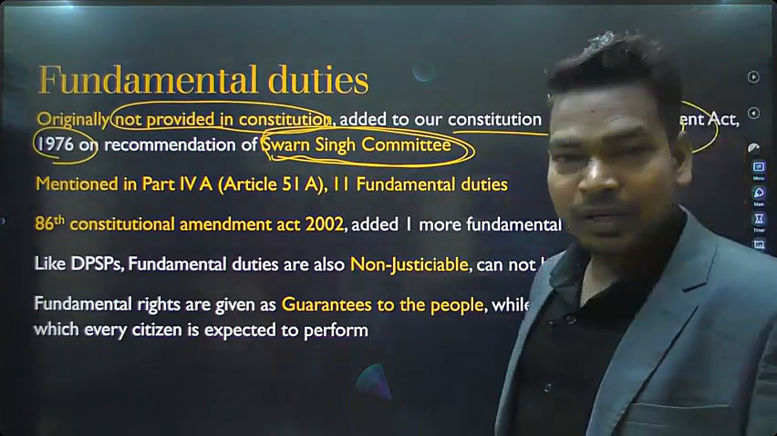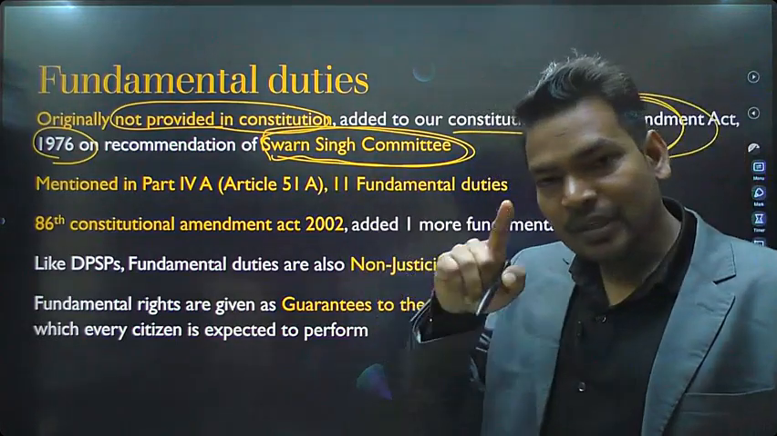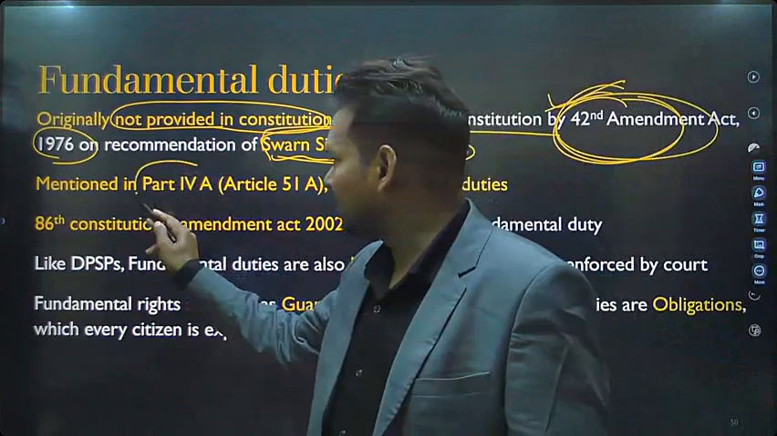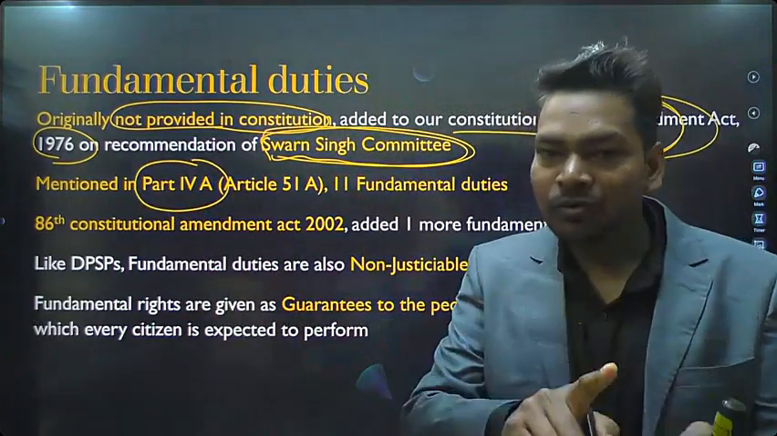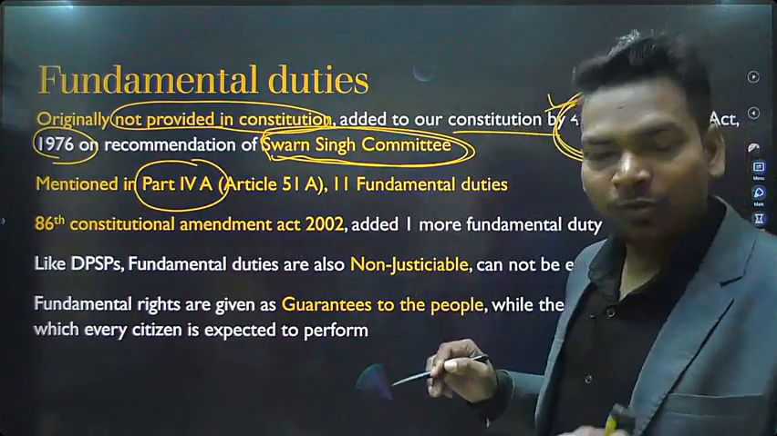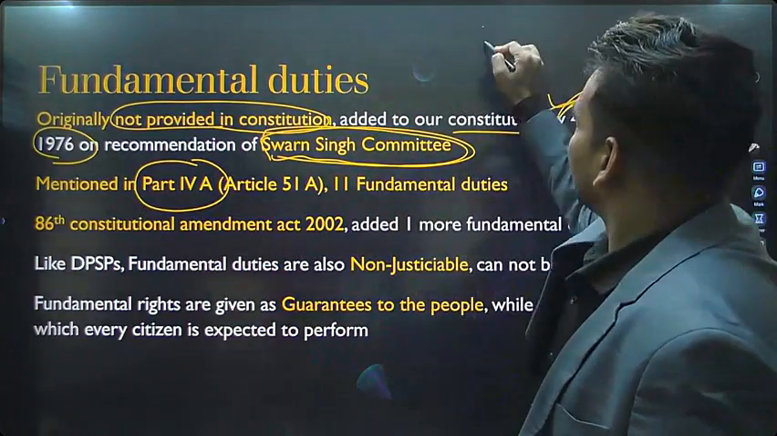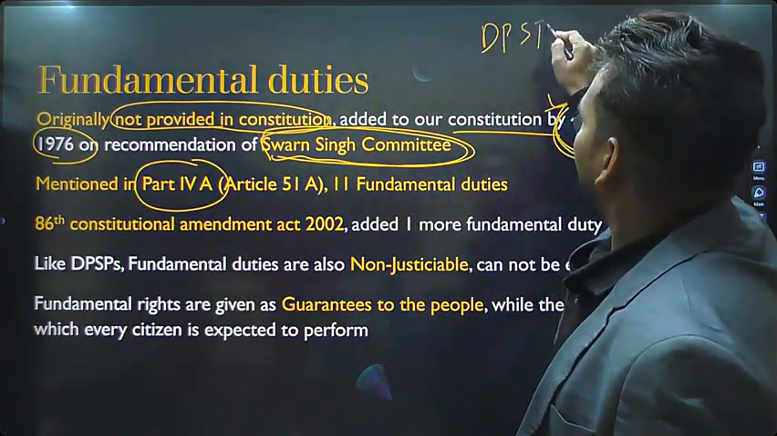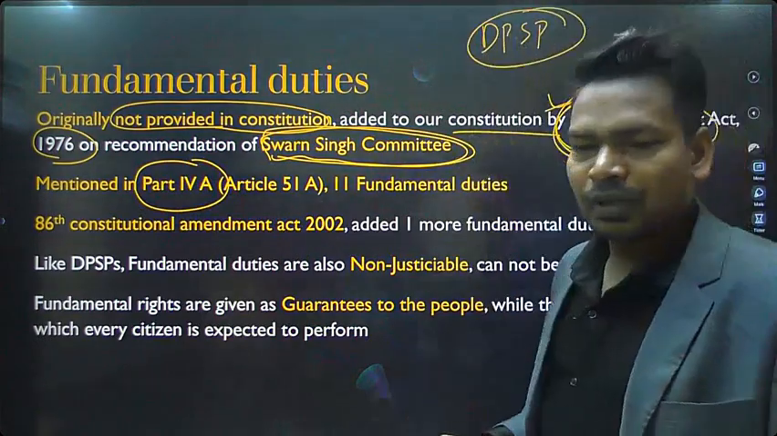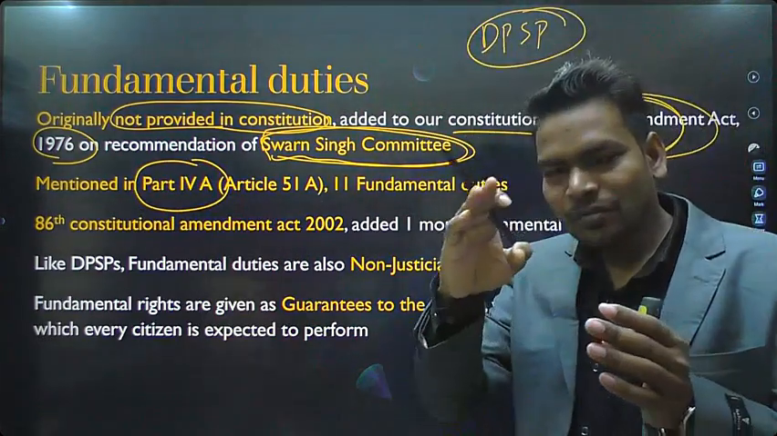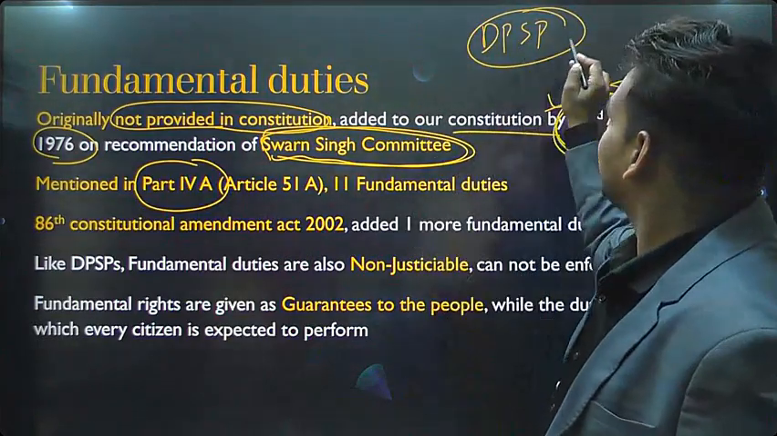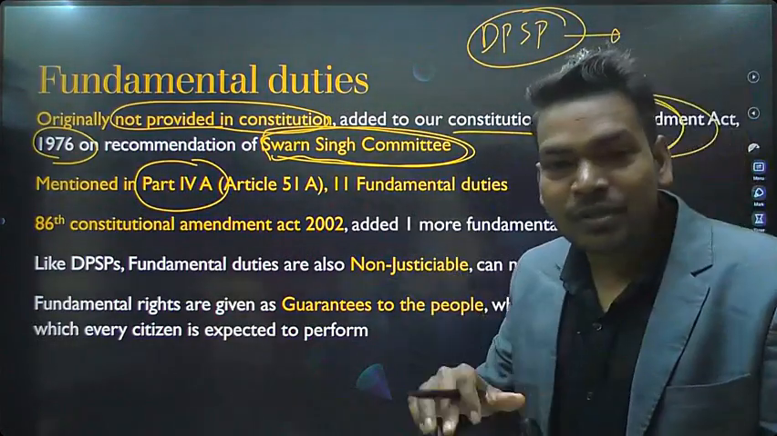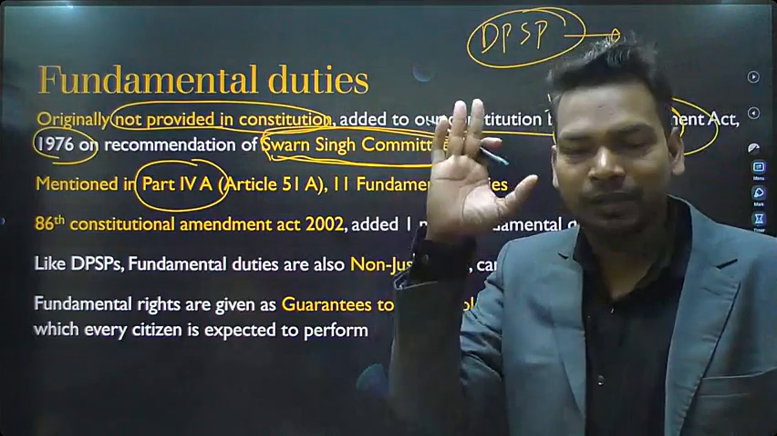1976. Fundamental rights have been mentioned in Part 3, whereas fundamental duties have been mentioned in Part 4A. It means Part 4 will be there. Part 4 is DPSP, Directive Principles of State Policy. See, fundamental rights are for individuals, for our citizens, for their development. But DPSPs are duties of a country, duties of a state.